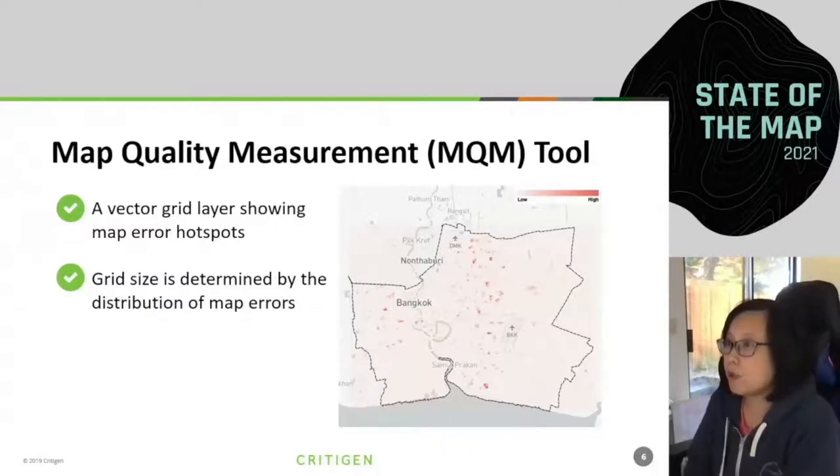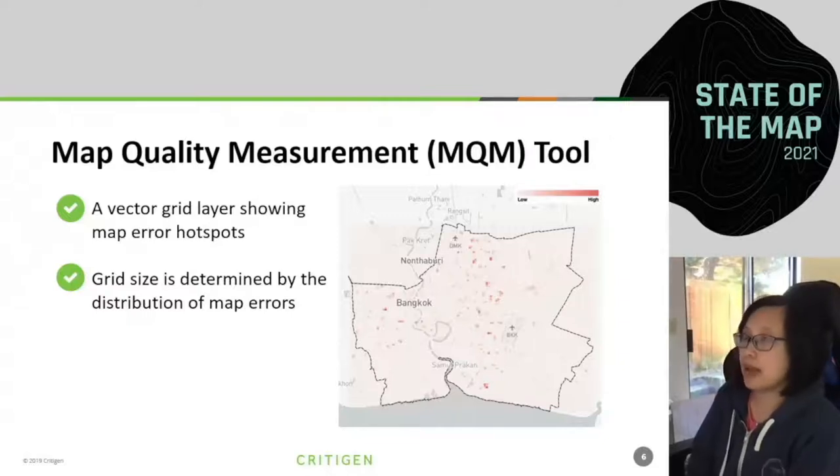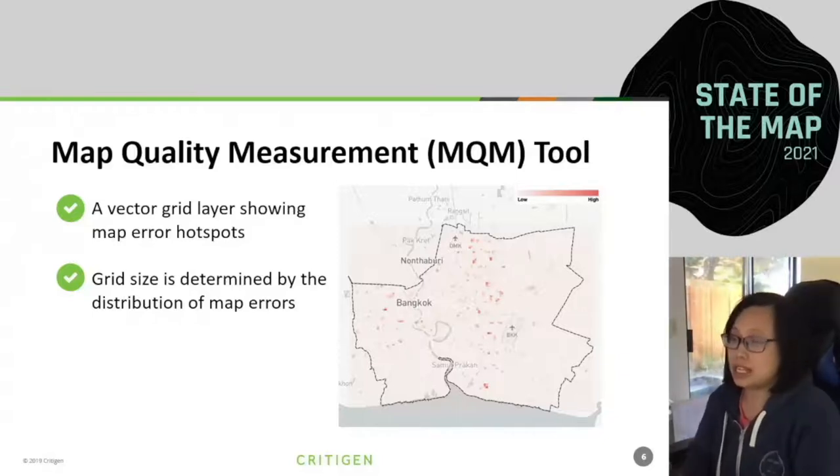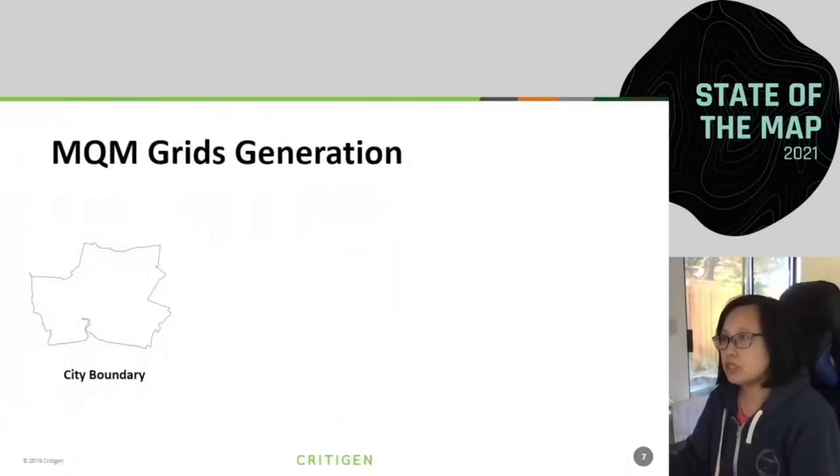We're using the map quality measurement tool. It is a vector grid layer to show the map error hotspot. The grid size determines the distribution of the map errors. So if the grid is relatively small, that means you have a very dense hotspot. Vice versa, if the grid size is relatively large, you're probably looking at a somewhat even or random distribution of your map errors. In order to generate it, we start to select the city boundary.